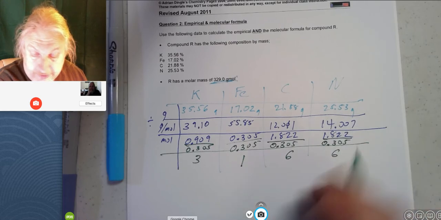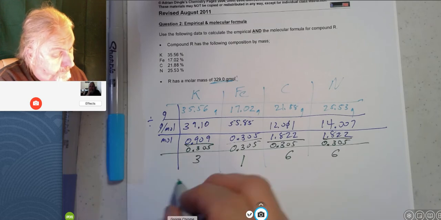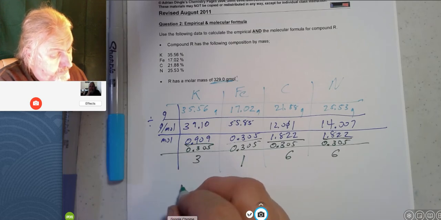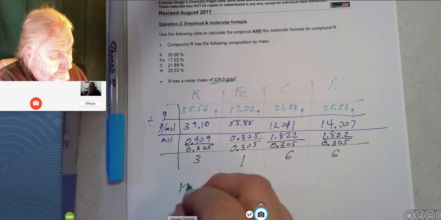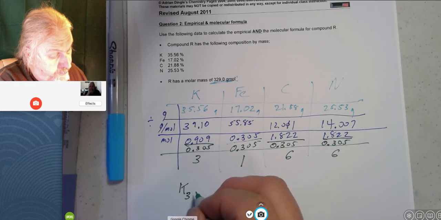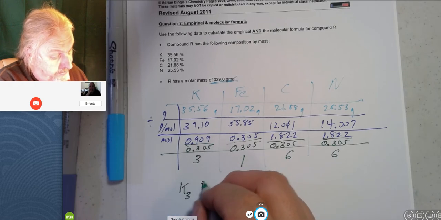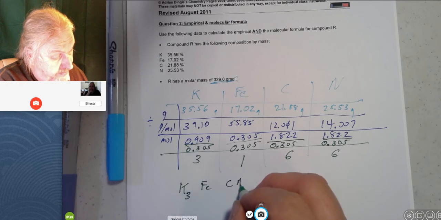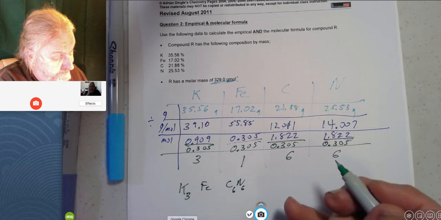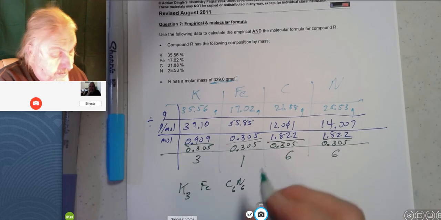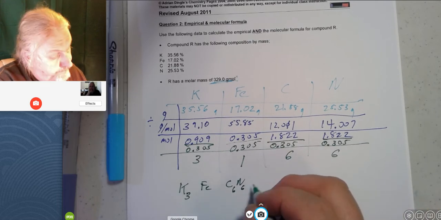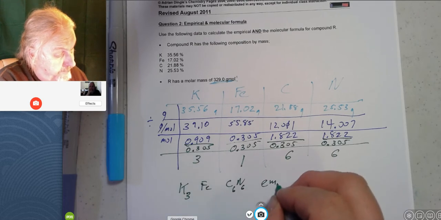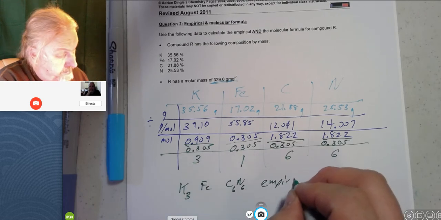So now I can write my empirical formula. I'm going to start with the potassium. Potassium has 3. Then Fe, and then C6N6. That's the empirical formula, the lowest whole-number ratio.